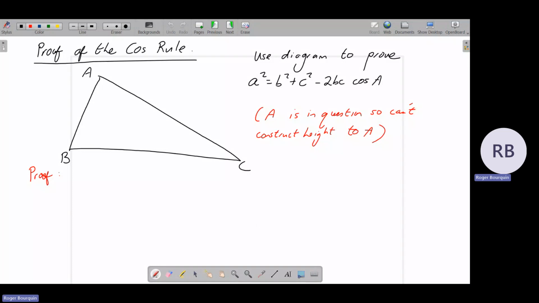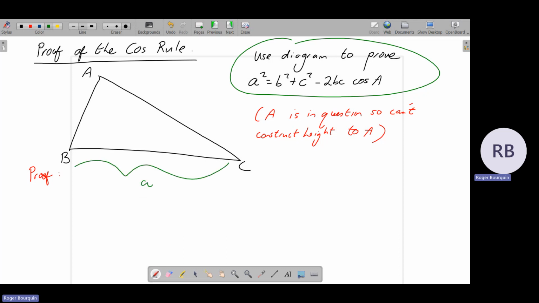All right. The last proof outside the Cartesian plane is the proof of the cos rule. A question would be like this: use the diagram to prove that a squared is equal to b squared plus c squared minus 2bc cos A. Probably the best thing to always do in all of these proofs is just filling in little a, b, and little c.